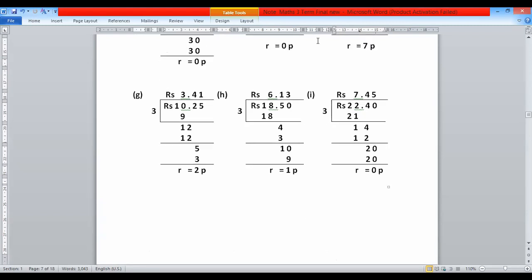Look at part I. Rs 22.40 divided by 3. So first of all, we will take the first digit. First digit is 2. 2 is smaller than 3. Therefore, we take two digits. When we take two digits, it means we are taking 22.